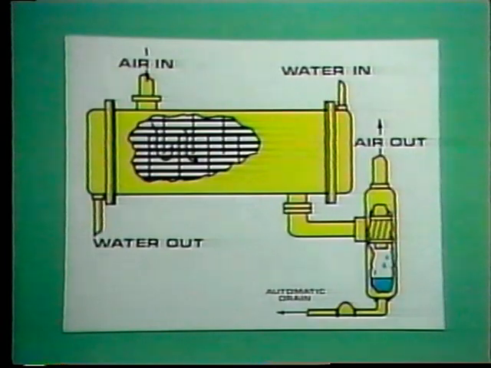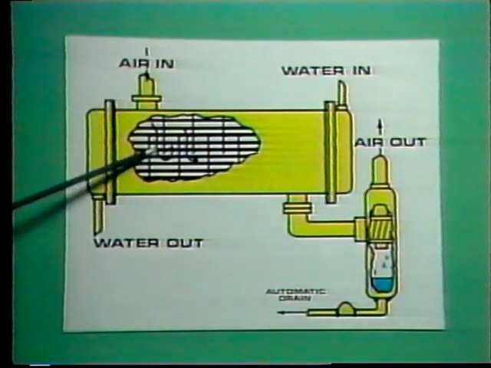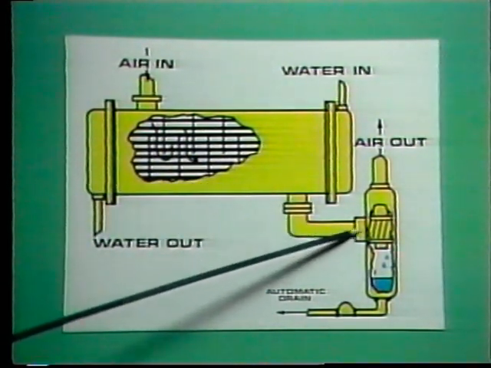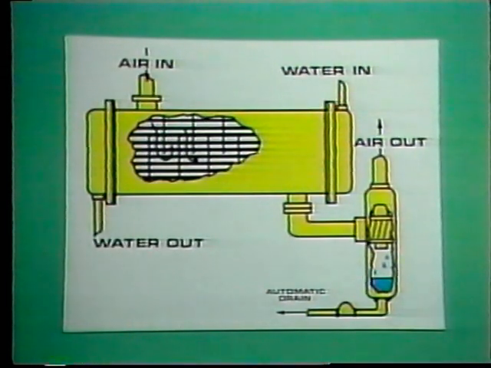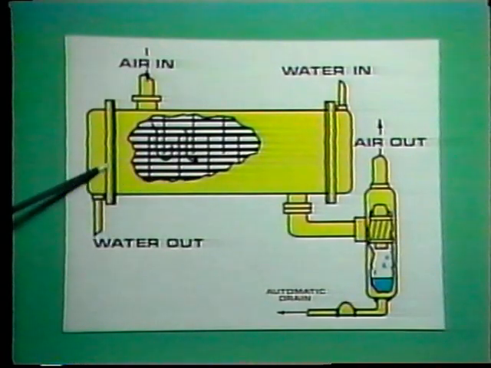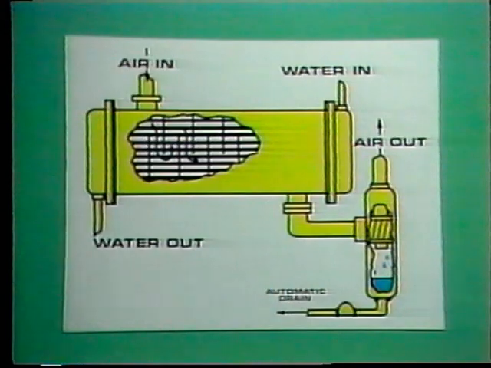Here is what a water-cooled aftercooler looks like inside. Air flows in here, passes around these tubes, and exits here. In most aftercoolers, the direction of water flow is opposite that of the air flow. As the air passes over the cooling tubes, two things happen. First, since the air becomes cooler, the air pressure drops slightly. But second, and most important, moisture is condensed out of the air.